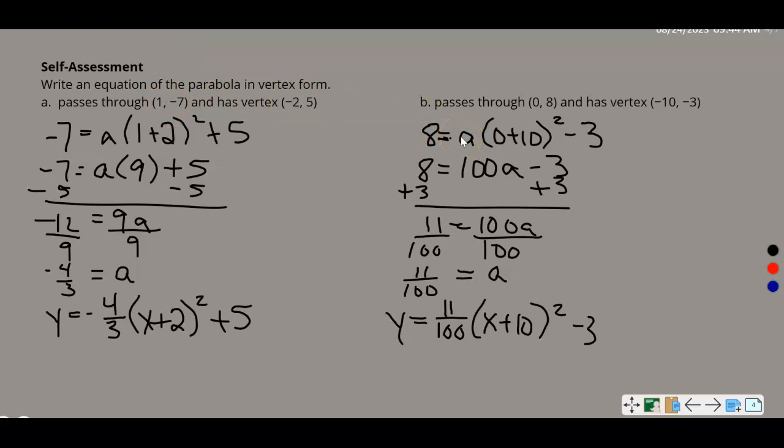Part B, same thing. 8 is your y value, equals a times 0, which is your x, minus a negative 10 makes that plus 10 again, squared, minus 3. Simplify, you get a equals 11 over 100, and y equals 11 over 100 times x plus 10 squared minus 3. That is your quadratic equation for part B. These 2 points pass through that quadratic model.